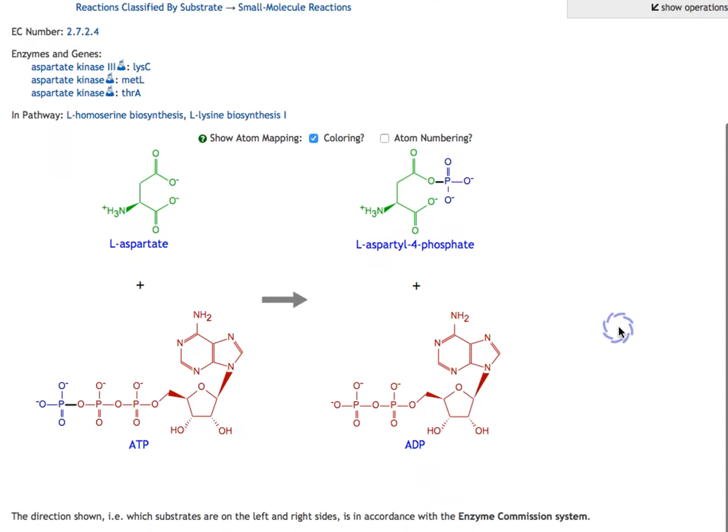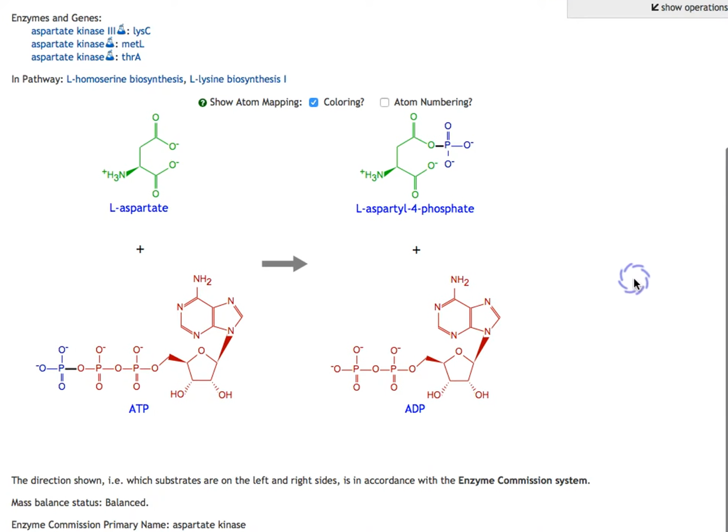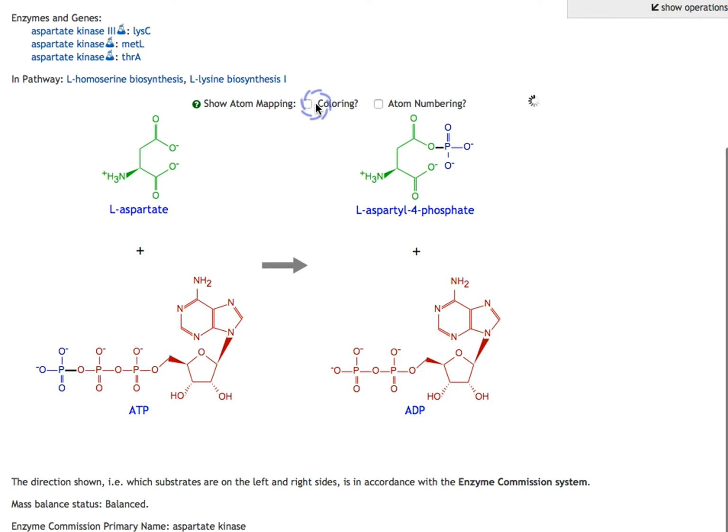Next, we have the reaction diagram. Notice that conserved moieties in each compound are colored using atom mapping information. And by the way, note that this and related features are available only in some web browsers. So it's the green conserved moiety that's visible or not. We can turn the coloring on and off.